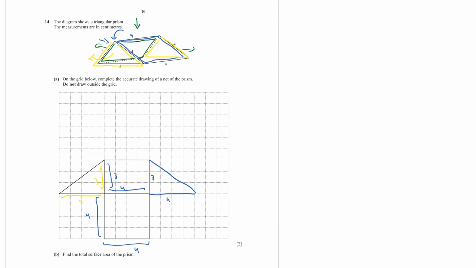And now the only one left is this bottom one. Let me color this in black here. This is your 5. Remember this was 5 here. So the bottom base is a rectangle where one length is 5 and the other length is 4 centimeters. So you have this length which is 4 centimeters, and the other length is 5 centimeters.